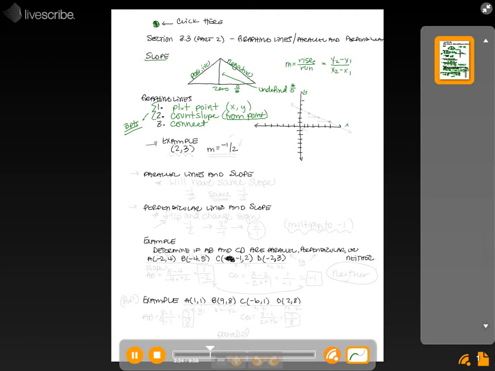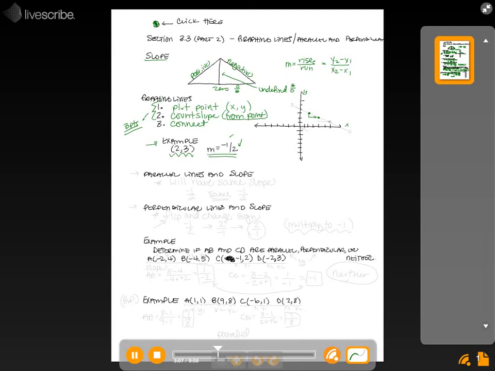Our example says 2, 3, and we want a slope of negative 1/2. So remember, our step 1 is to plot this point, 2, 3. So we go over to the right 2 and up 3. We've plotted our point. Step 2 is to count that slope. So we've got to go down 1 and then to the right 2, and we go down 1 because the numerator's negative, the denominator's positive, so we got to go to the right. And we put a new point there. So now we have 2 points.